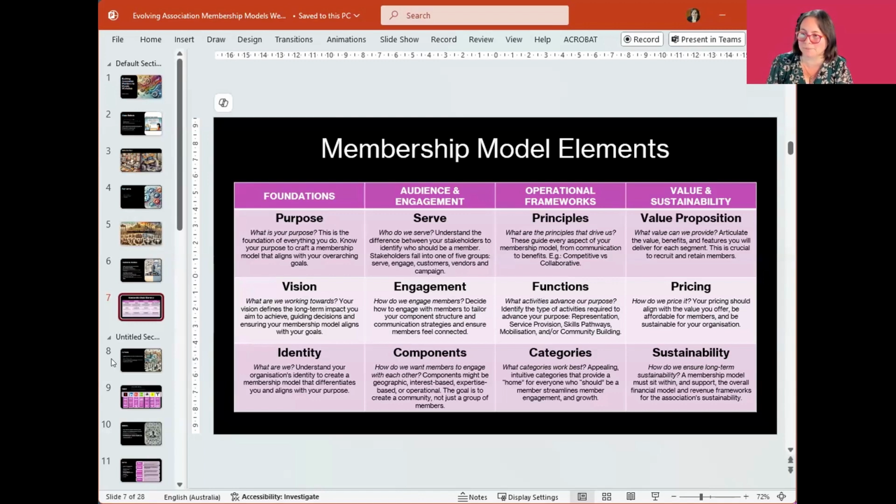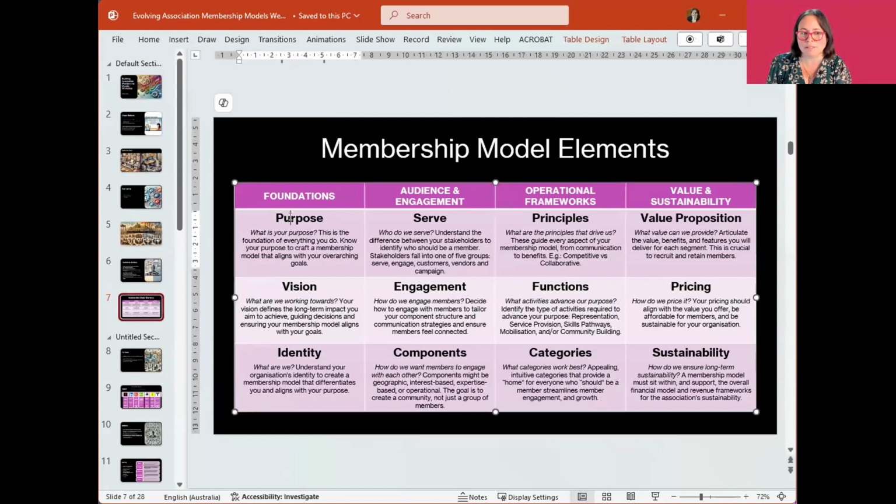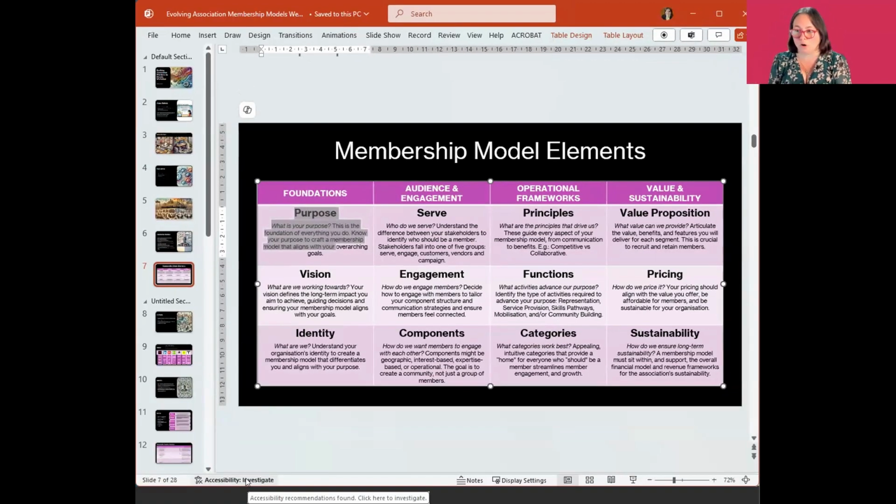Does that make sense? And so while there's lots of people who could be a member, that's very different from who should be a member. So when we're looking at, and in fact, before I go any further, any questions so far or comments?